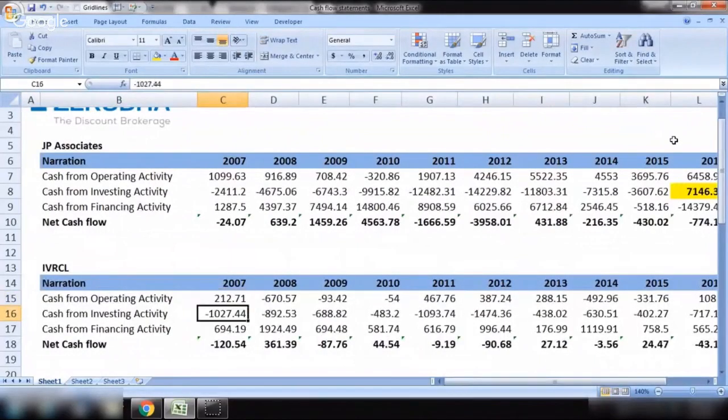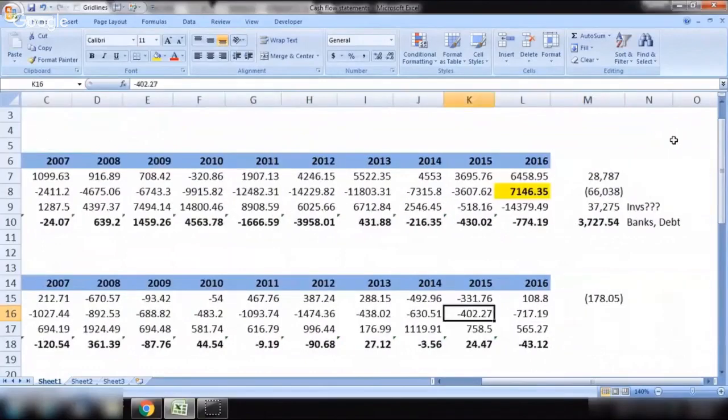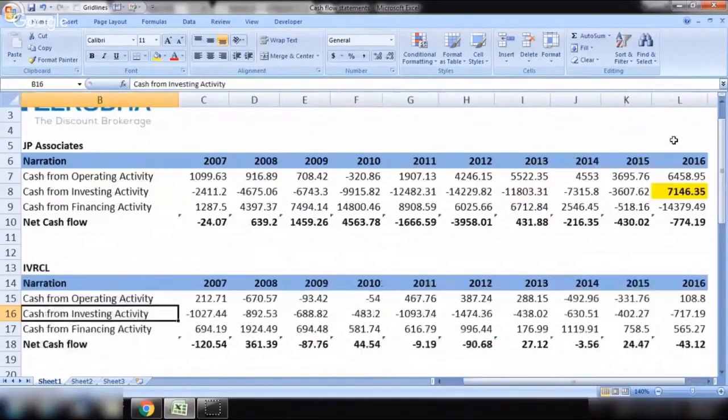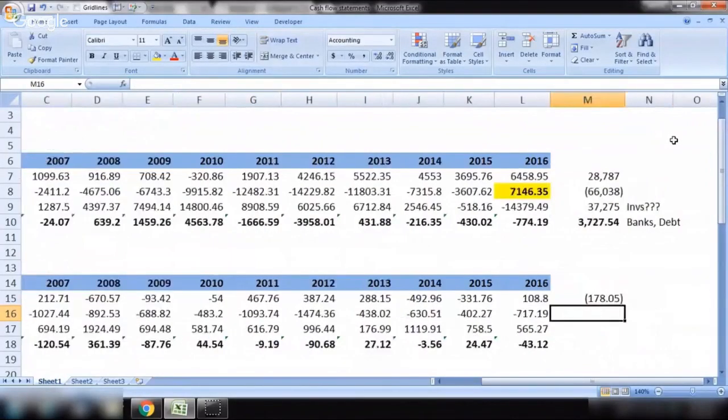Their bad operations didn't deter them. Looks like, first of all, the numbers are all negative throughout, even 2016. Which means to say their bad operations didn't stop them from investing. They're investing further into their business. They've invested pretty large amounts of money all throughout the years. Let's see how much money they've invested.